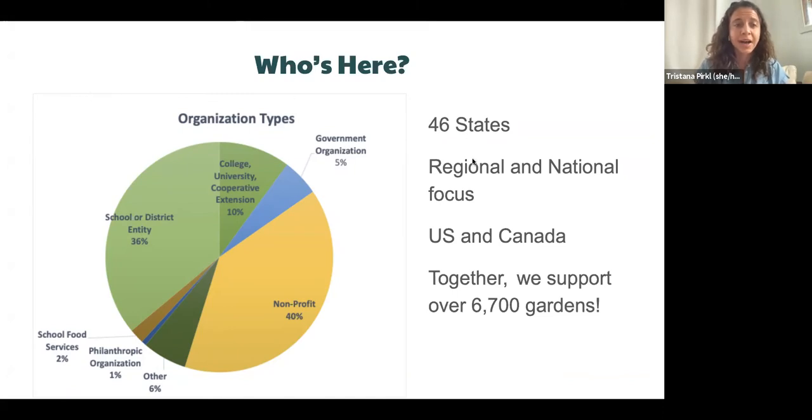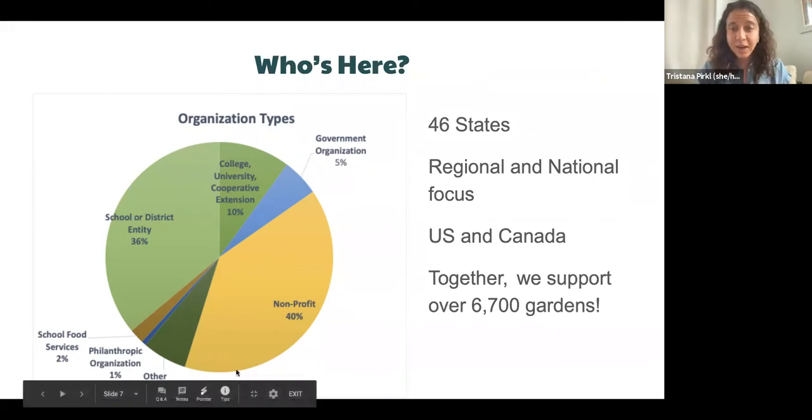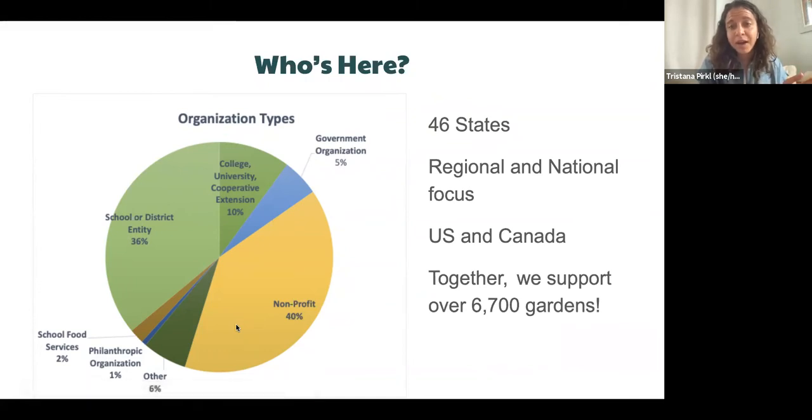So real fast, who's here? We've got lots of different types of organizations. The predominant types are school districts, school or district entities, or nonprofits. We come from 46 states within the US, as well as Canada. You all support local and regional school garden programs, as well as national programs. And together we all support, just for the folks who registered for this particular webinar, over 6,700 gardens. Across our network, we support a lot more gardens. So that's super exciting.